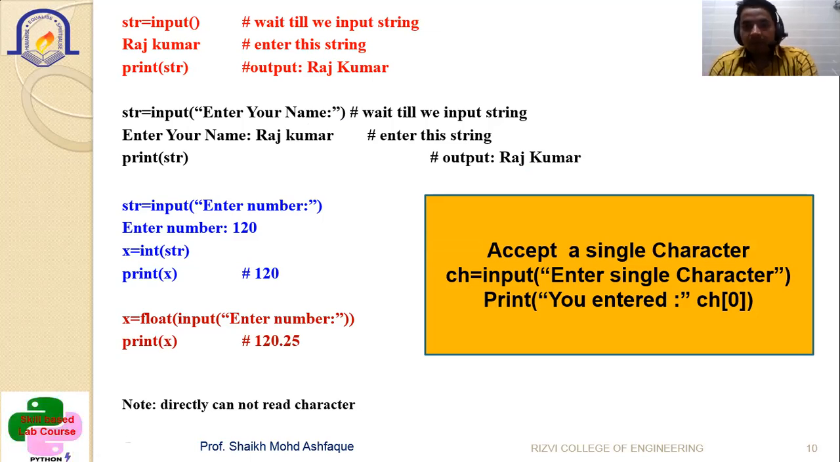So here it will wait and it will be displayed like this: enter your name, and then you have to enter your name as Rajkumar. And then whenever you print str, that is your string which you are accepting as input, Rajkumar will be displayed. Next, suppose you want to accept any integer number.